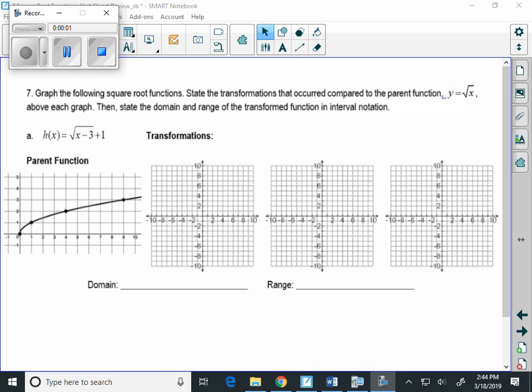Number 7. Graph the following square root functions. State the transformations that occurred compared to the parent function of y equals the square root of x above each graph. Then state the domain and the range of the transform function in interval notation.